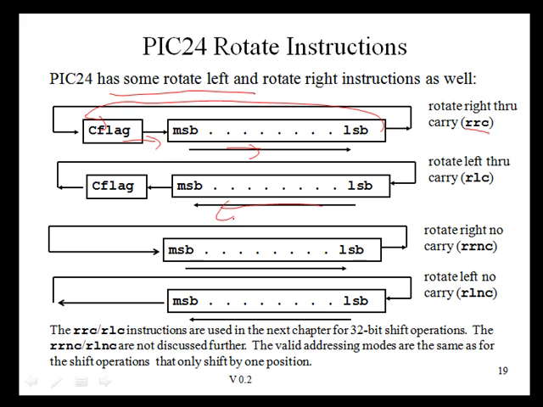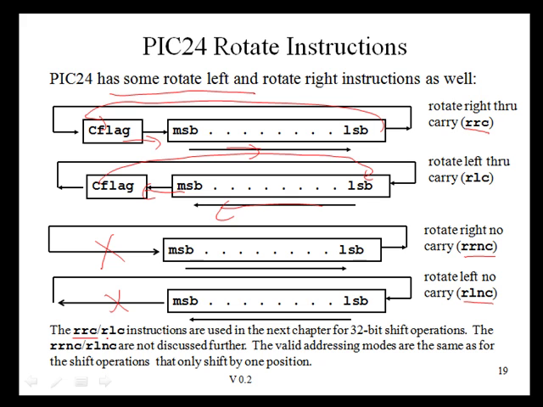The rotate left shifts the bits to the left, with the most significant bit going into the carry flag and the carry flag going into the least significant bit. The rotate right with no carry and rotate left with no carry operate the same way, except the carry flag is not involved in the rotate.